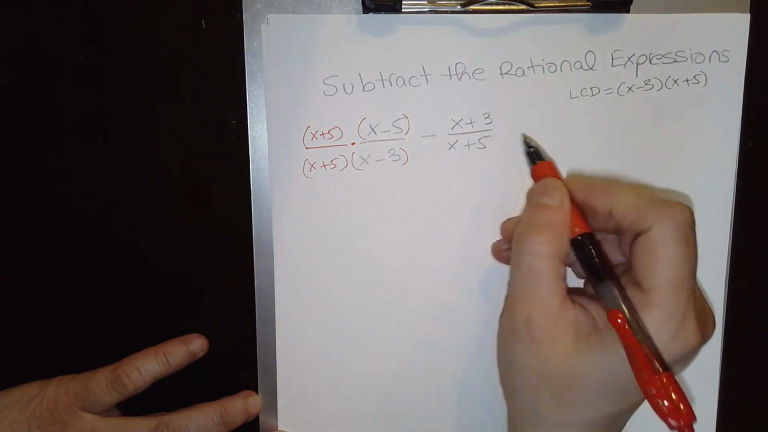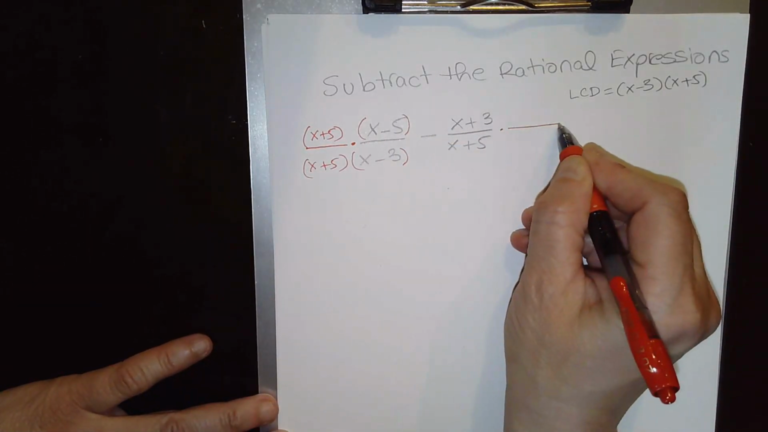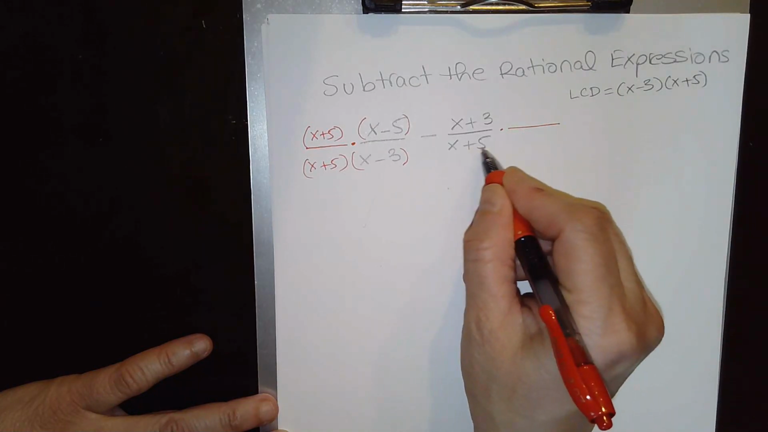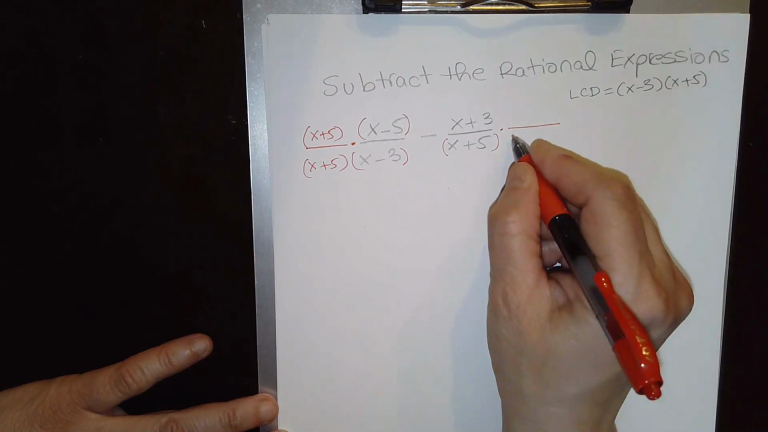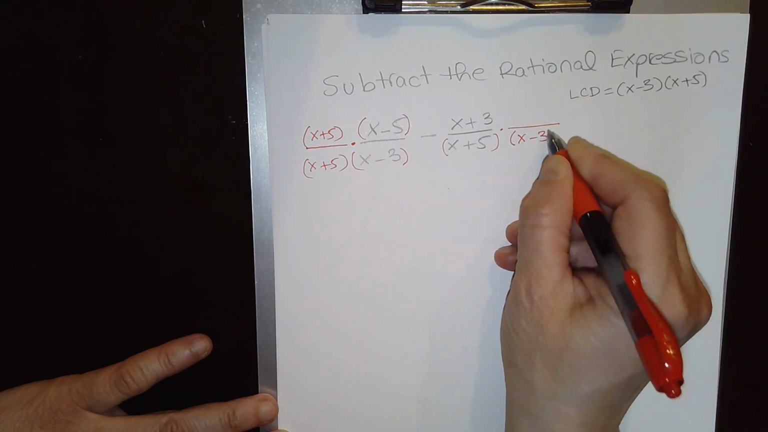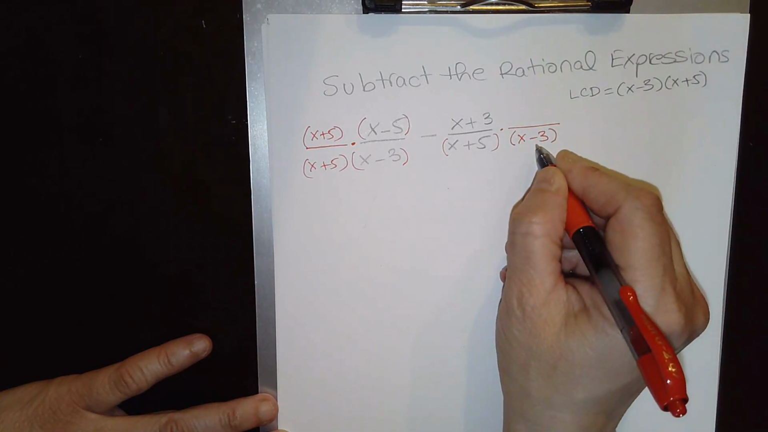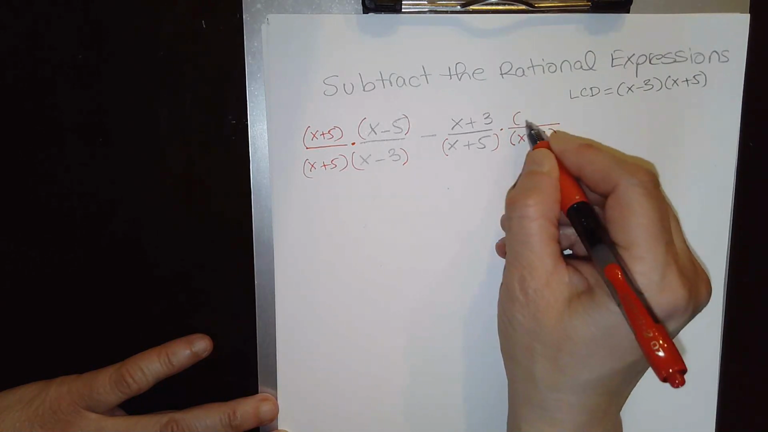Now we have to do the same thing with the other fraction. Here I have x plus 5. I need to multiply it by x minus 3 to get the LCD. So again, whatever I multiply by in the denominator, I have to multiply by in the numerator.